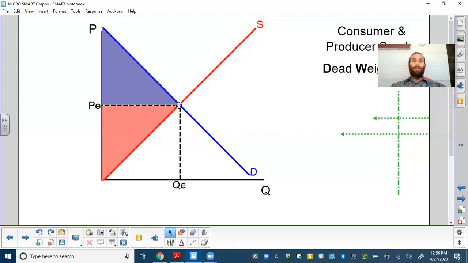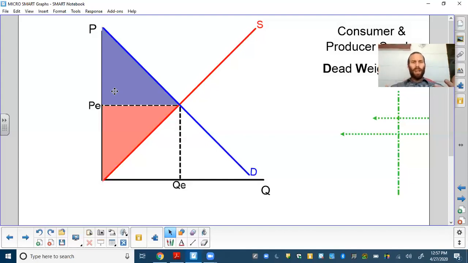Now, let's say you only wanted to pay $4. The most you would ever pay for a hamburger is $4 down here. Well, the price is $5, so obviously you don't buy it, and that's why this area is not filled in, because that purchase never happened. So that's called consumer surplus, and economists like consumer surplus because it means people are getting more benefit than what they're actually giving up to get it.